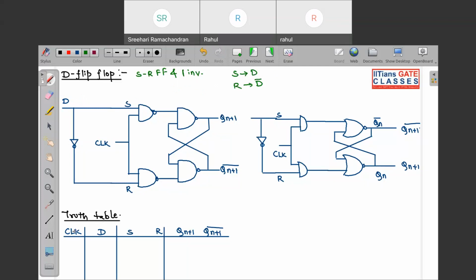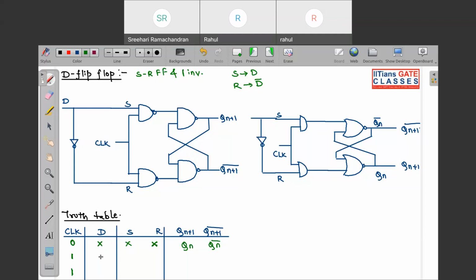Now look at the truth table for this one. Clock can be 0 or 1. If clock is 0, it doesn't matter what D is. Even if D is 1, set will be 0 and reset will be 0. So I am putting don't care for D, and this will be the hold state, because just now we have seen that when we put clock 0 in the SR flip-flop, it goes into the hold state.